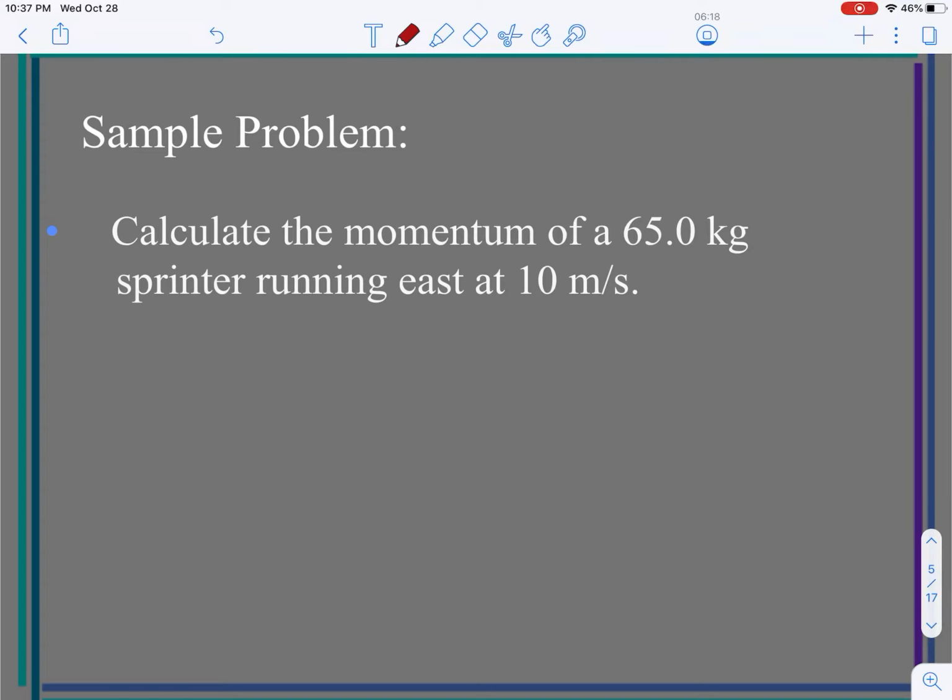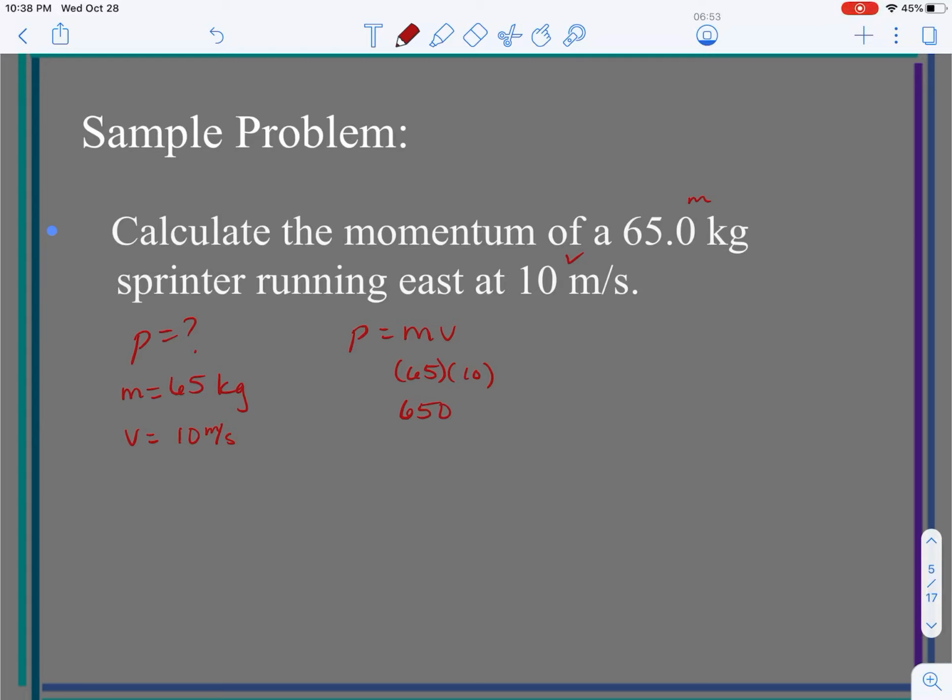All right, so now we're going to look at an example problem of just calculating momentum. You can see here that we are being asked to calculate momentum. So P equals question mark is what we are solving for. This is the mass. I have a 65 kilogram sprinter, and my sprinter is running at a velocity of 10 meters per second. So my formula is P equals mv. So 65 times 10 gives me 650.